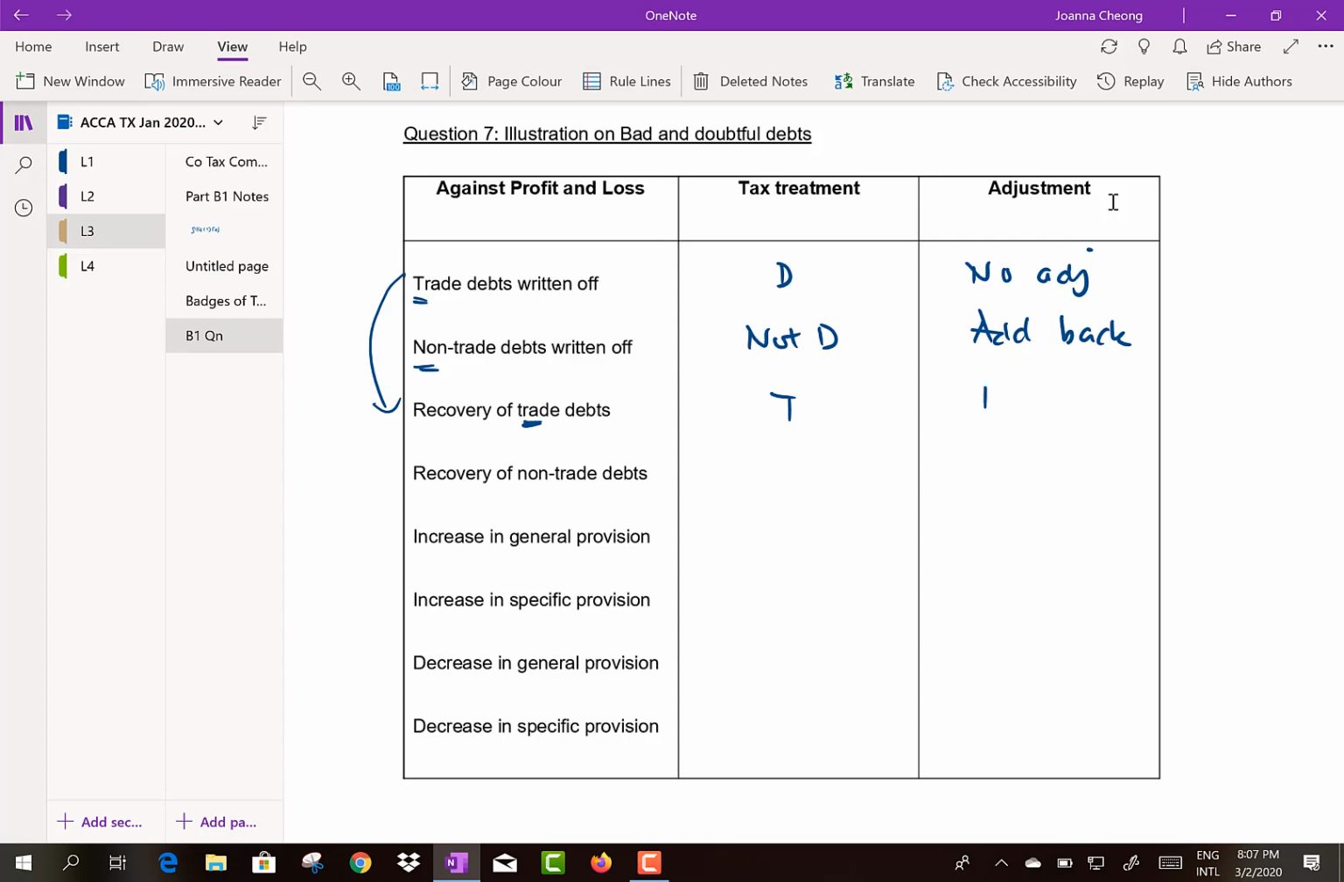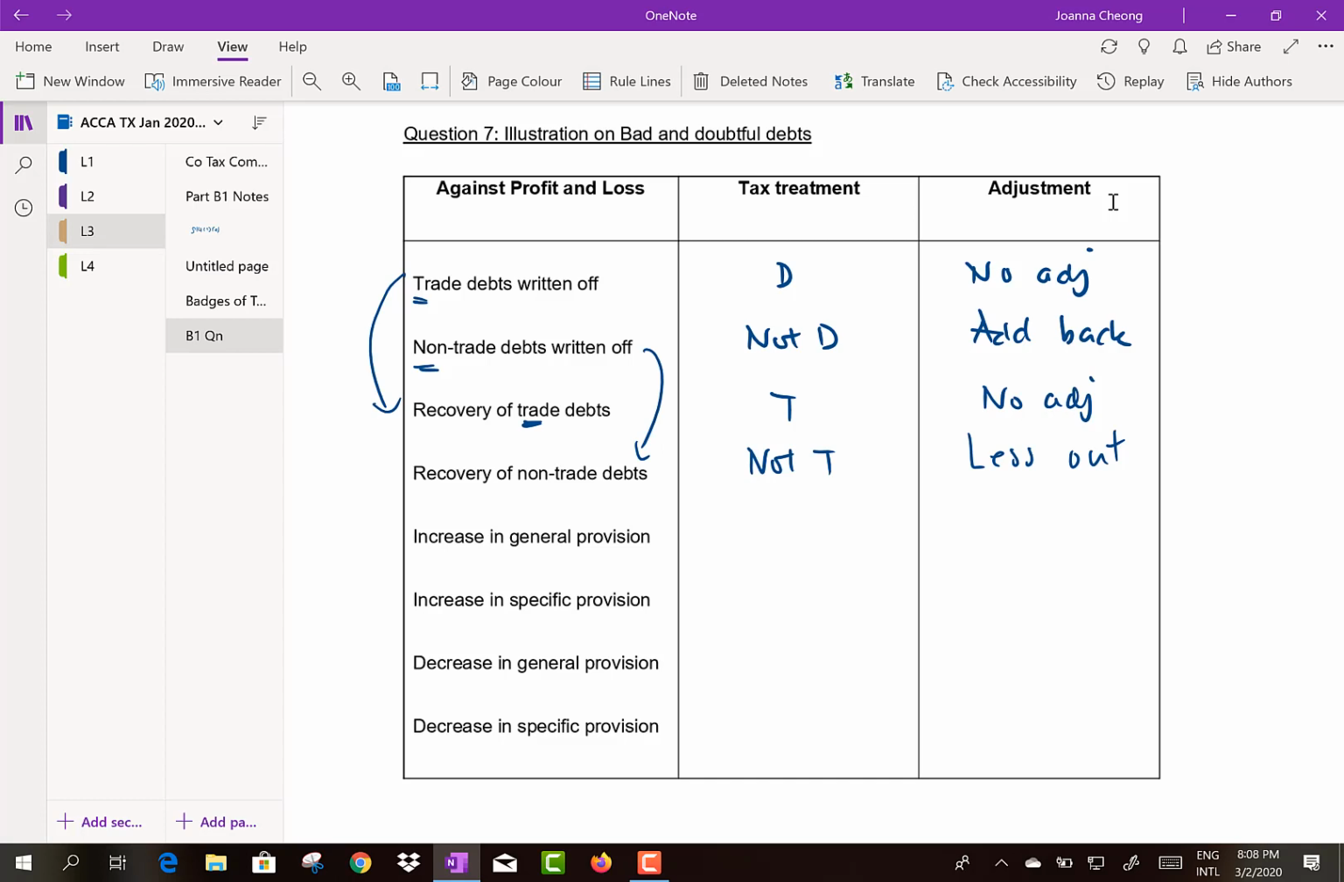So if it's taxable, no need to make adjustment. Then recovery of non-trade debt, is it taxable? It is not taxable. You just follow the pattern. If it's not taxable, but already inside your P&L, yes, you will take it out. You will less it out, because it's not taxable.